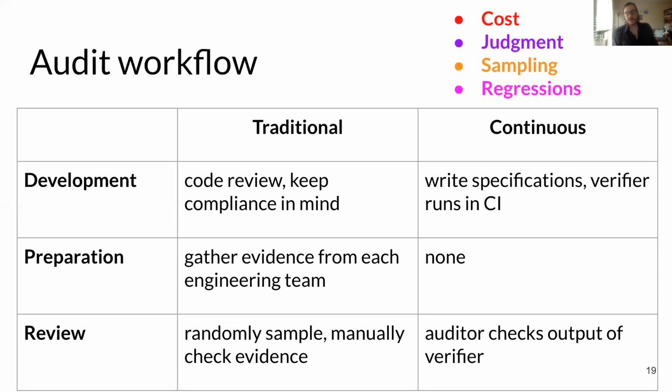How does this handle the 4 problems I noted with the manual approach earlier? Well, it's much better in each. On cost, because it relies heavily on automation, it's much cheaper. And developers seem to have spent less time in our experiments and case studies writing the specifications than they did for each audit, preparing evidence before. So that handles cost. For judgment, it's fully automated, so there's almost no judgment involved. For sampling, the verifier runs on the whole system, so that's great. And for regressions, because it's running in CI, developers can fix problems much faster. So these are no longer issues.